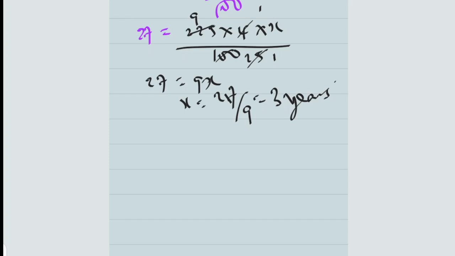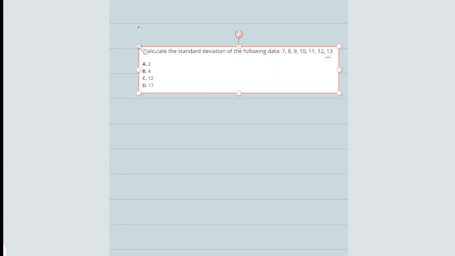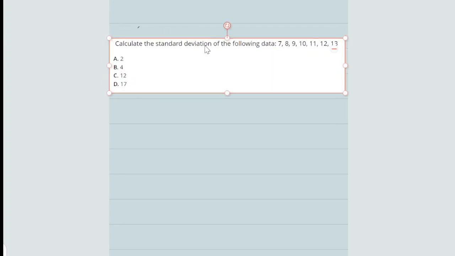So the question says, I think it's also on statistics too. Calculate the standard deviation. Let me just bring it here. So the question asks us to find the standard deviation of the following data. We have 7, 8, 9, 10, 11, 12, 13. What is standard deviation? You know, standard deviation is the square root of variance.